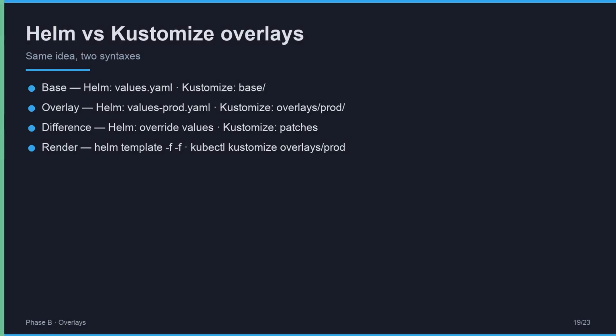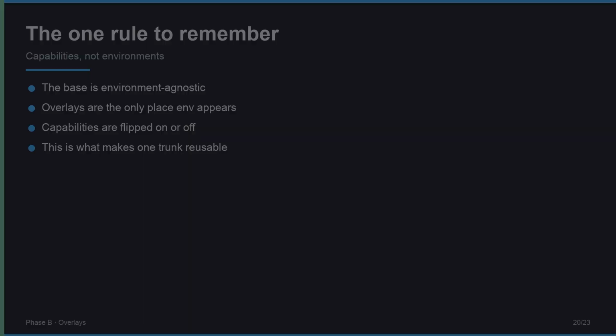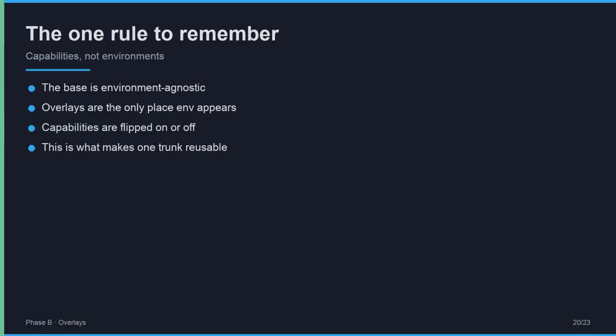Put the two side by side. The base is values.yaml in Helm, the base folder in Kustomize. The overlay is a second values file in Helm, an overlay folder in Kustomize. The difference mechanism is value overrides in Helm, patches in Kustomize. And the render command is two -f flags versus one kustomize path. Same idea, two syntaxes. If you remember one rule from this lesson, remember this: capabilities, not environments.